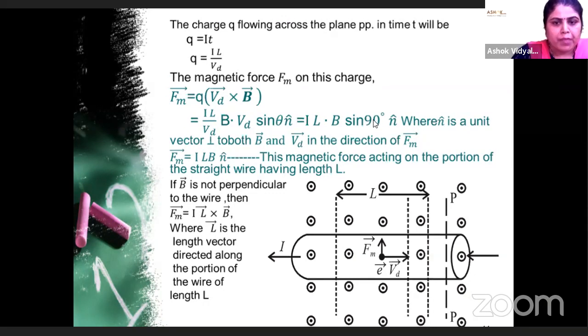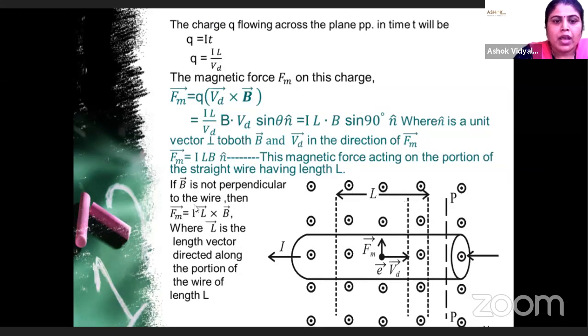Since it is perpendicular, theta is 90 degrees, and n bar is the unit vector. Why sine theta here? Because the force is in the direction perpendicular to both B bar and Vd. Again, we have the equation for the magnetic force, equal to I L B into the unit vector. This is the magnetic force acting on the portion of the straight wire having length L.